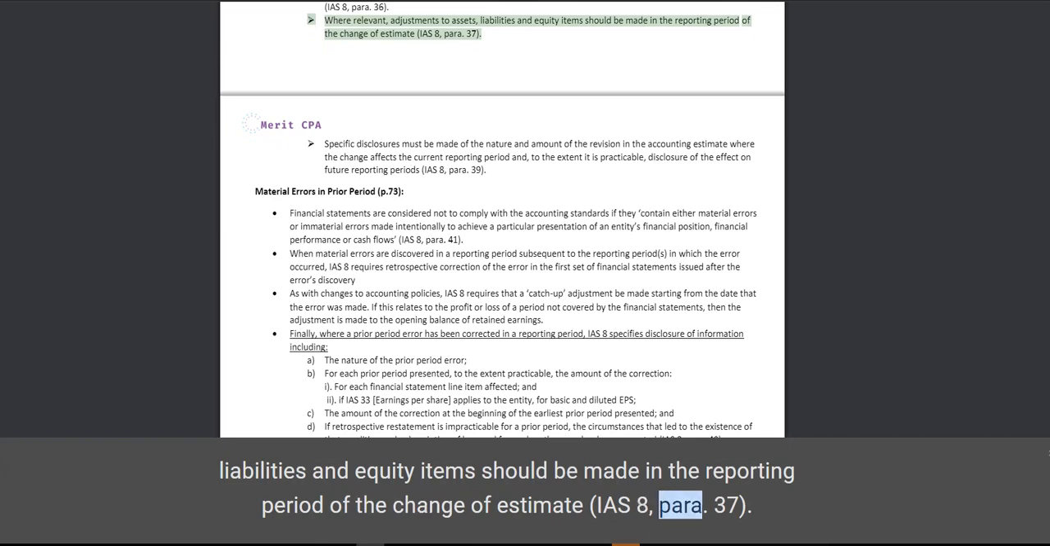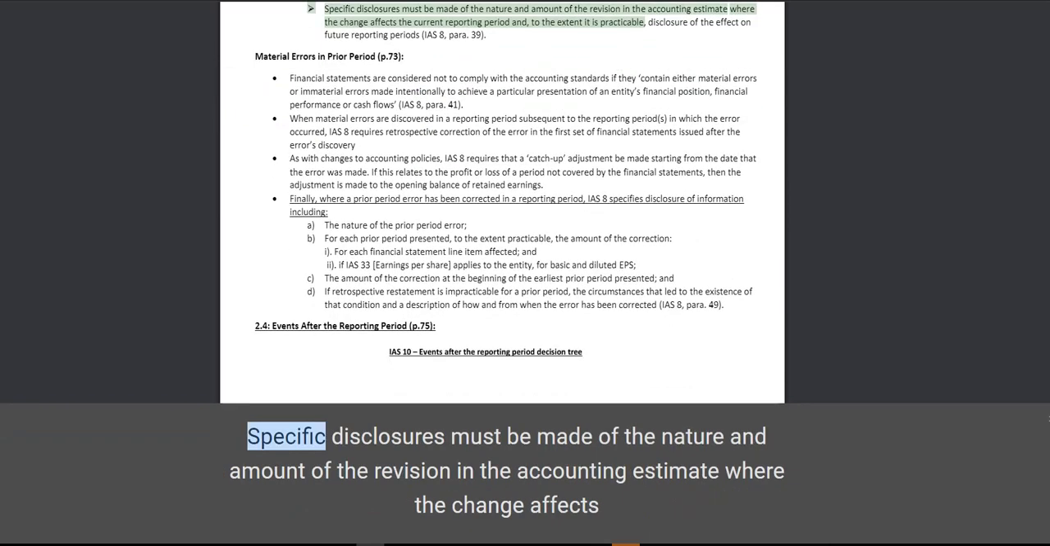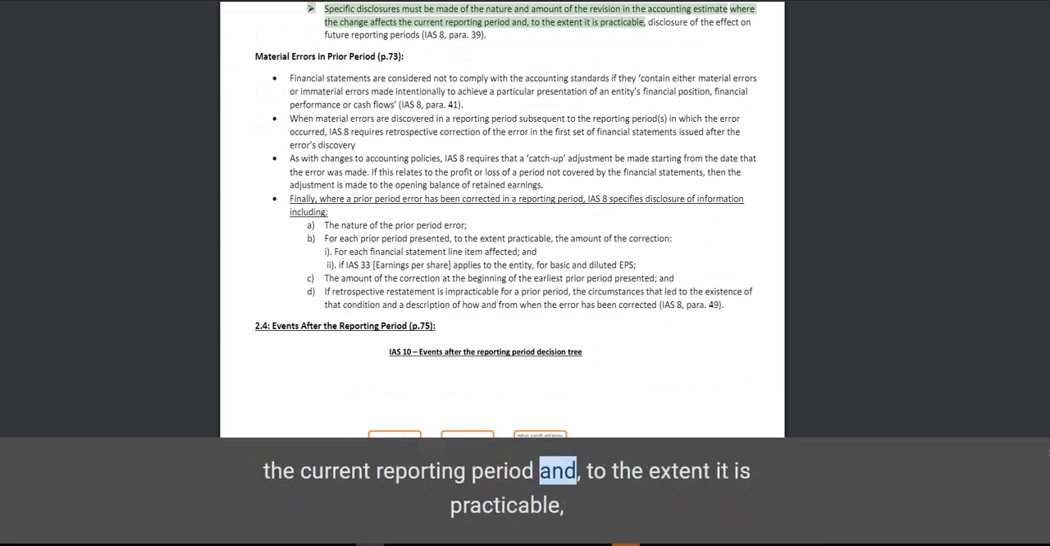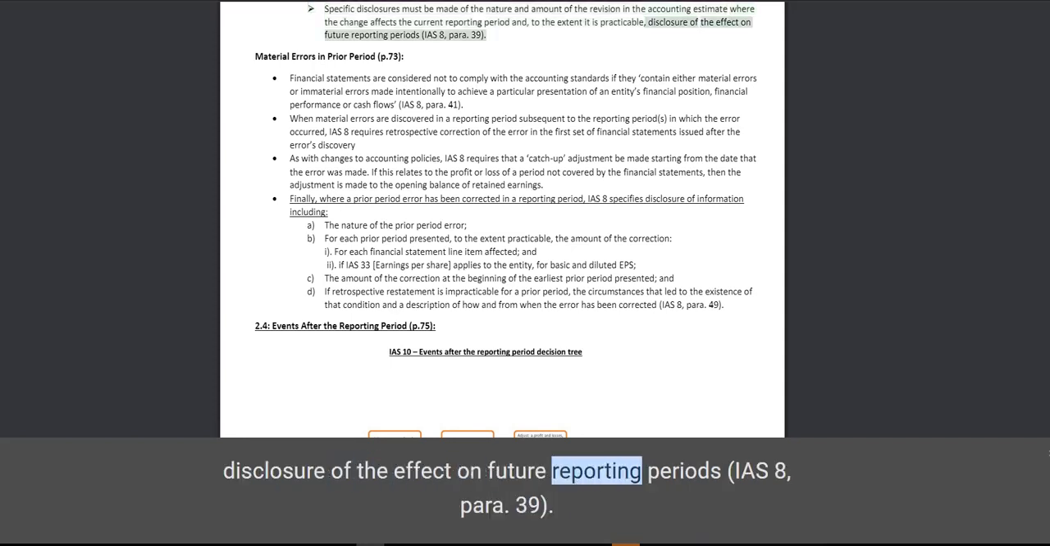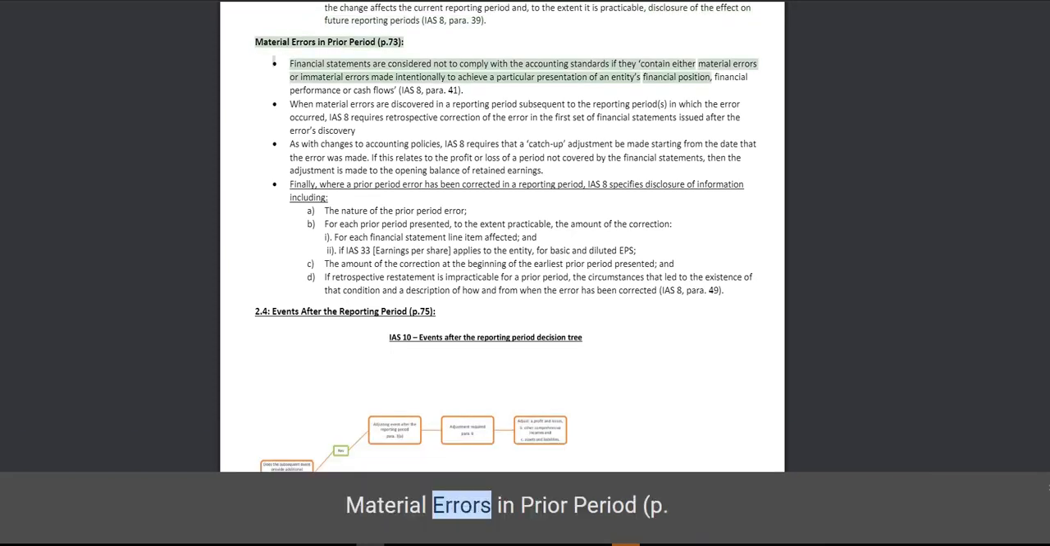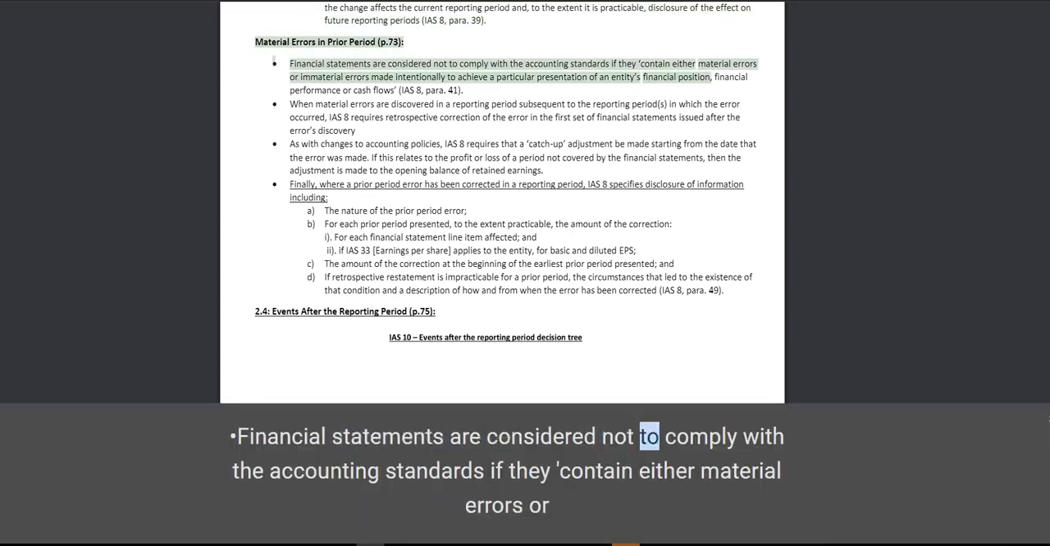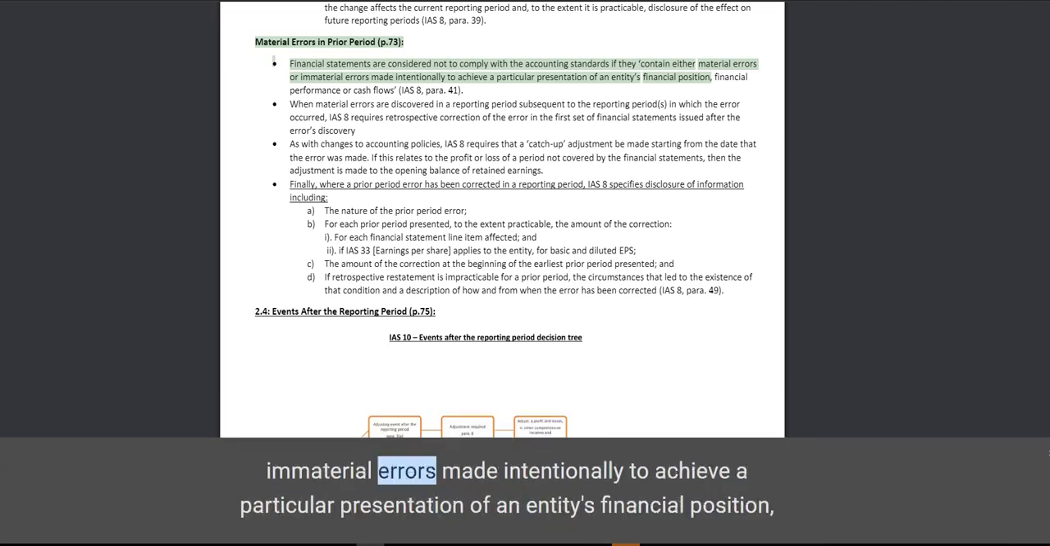IAS 8, para. 37. Specific disclosures must be made of the nature and amount of the revision in the accounting estimate where the change affects the current reporting period and, to the extent it is practicable, disclosure of the effect on future reporting periods. IAS 8, para. 39. Material errors in prior period. P.73. Financial statements are considered not to comply with the accounting standards if they contain either material errors or immaterial errors made intentionally to achieve a particular presentation of an entity's financial position.